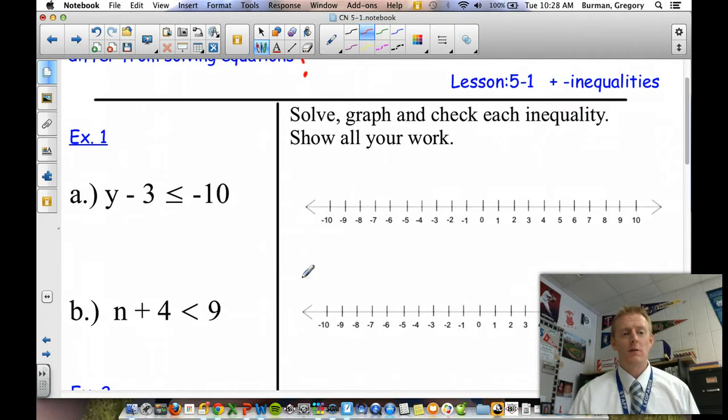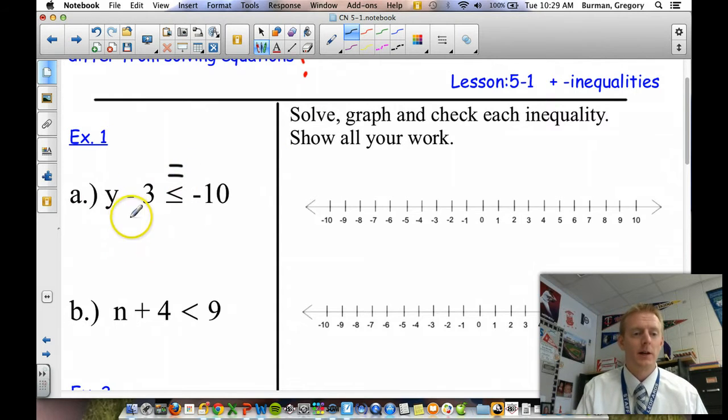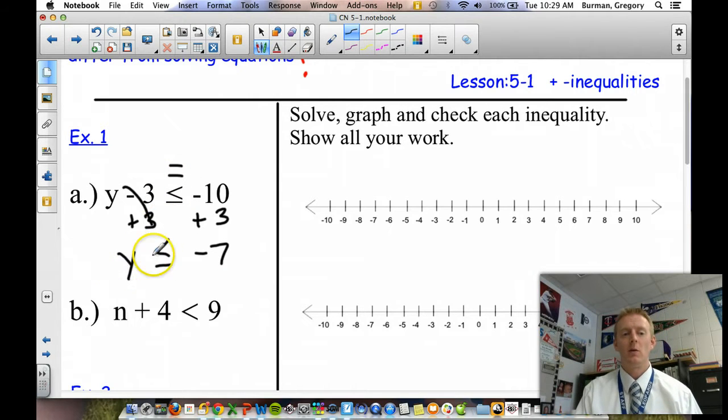So to solve for y in this inequality, it's exactly the same way that we solve for equations. So if this was an equal sign, we would still do the same: to get rid of a -3, we would add 3 to both sides. That leaves us with y, and then over here we have a -7. This sign stays the exact same. We just bring it down like we would an equal sign, so now we're done. y is less than or equal to -7.